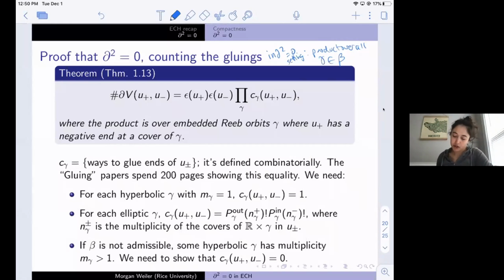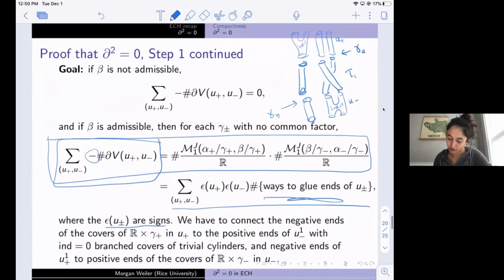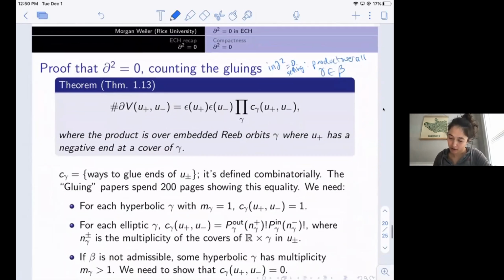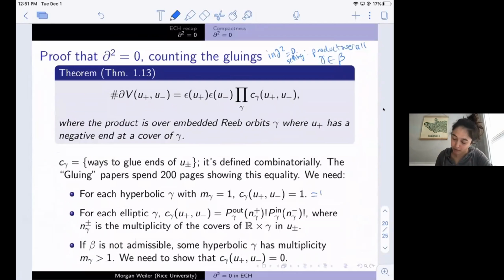So we need to show that if gamma is hyperbolic, then C gamma is 1, and so it doesn't affect the product at all. So, right, because we need to show that this coefficient is the number of ways to glue. So we sort of know that C gamma should be the number of ways to glue, and we need to show that the number of ways to glue is just 1. For each, so maybe I'll put this actually here. So just remind yourself that this is the number of ways to glue.